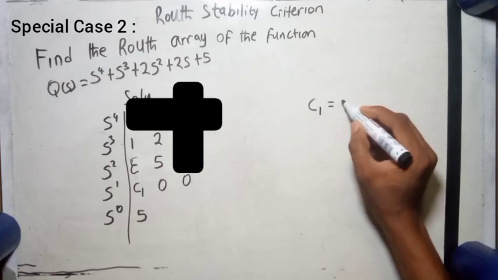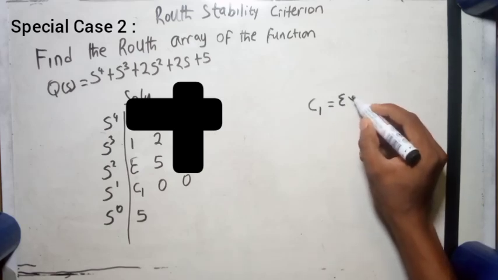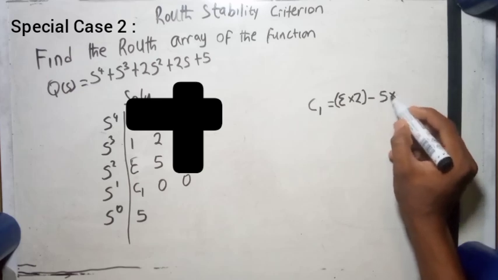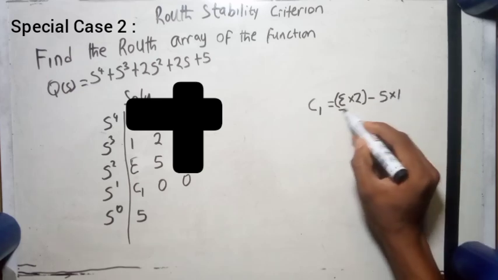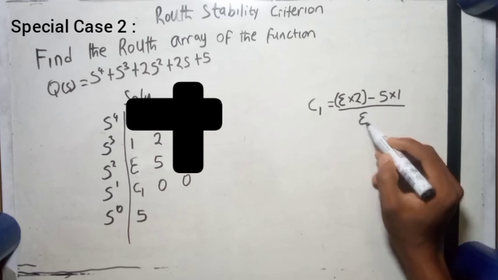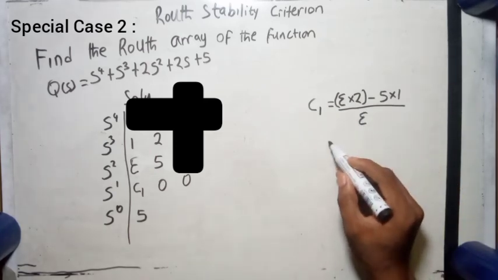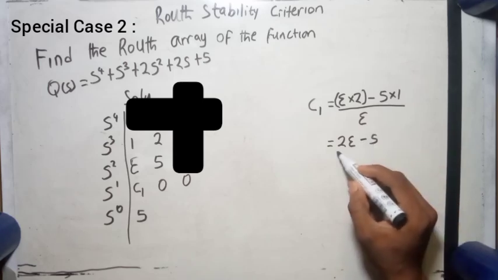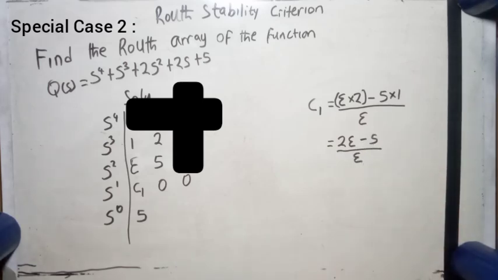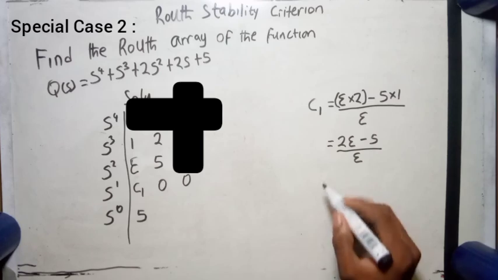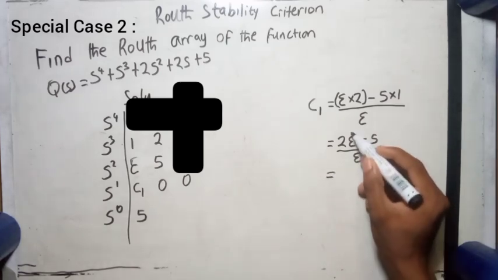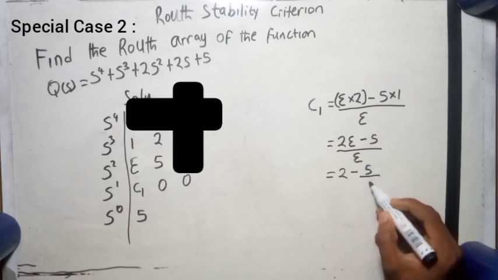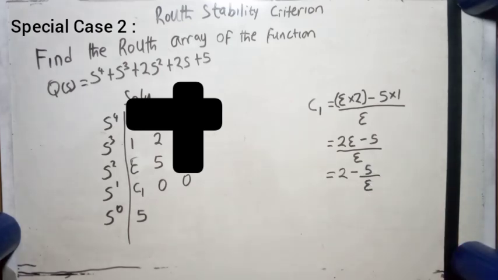So we have eta times 2 minus 5 times 1, over eta. This is equivalent to 2 eta minus 5 over eta. If this and this cancel out, you can also write this as 2 minus 5 over eta, right?